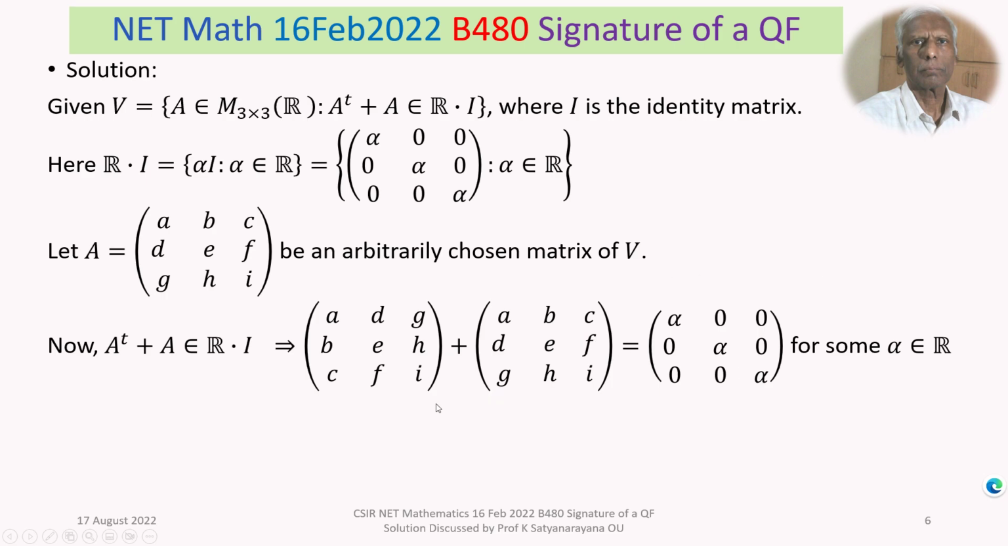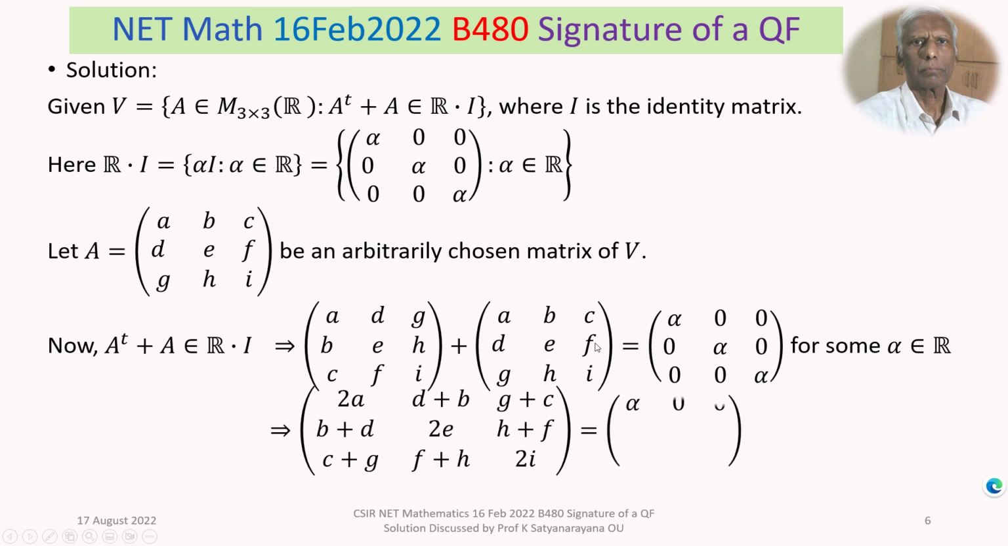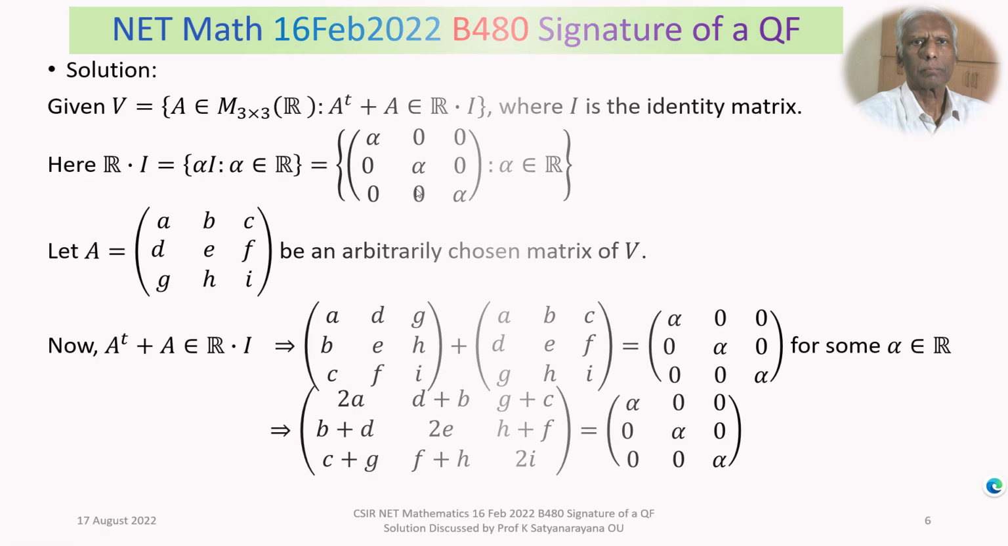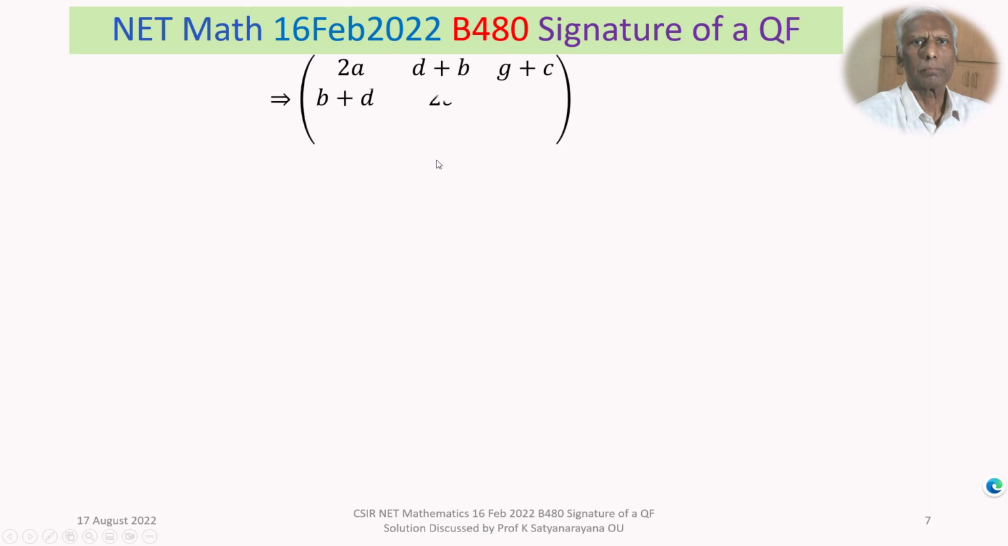Now addition we know, we add component wise, that is a plus a is 2a, d plus b, g plus c, like that we have added, and that is equal to the scalar matrix alpha 0 0, 0 alpha 0, 0 0 alpha. Now two matrices are equal if and only if their corresponding entries are equal. Let's do it in the next slide. This is the addition, and this is a scalar matrix.